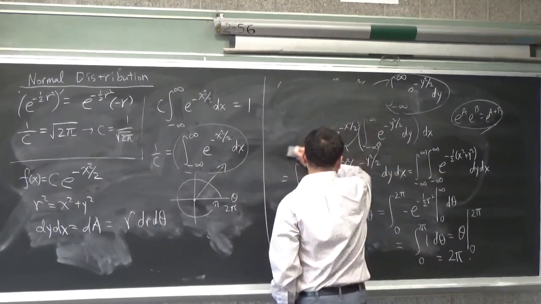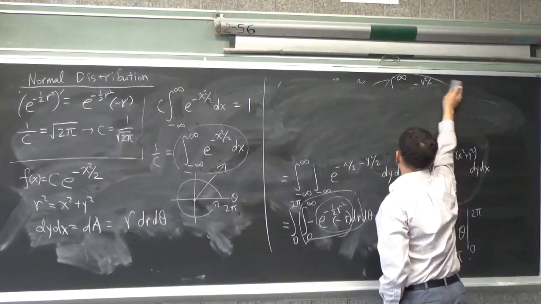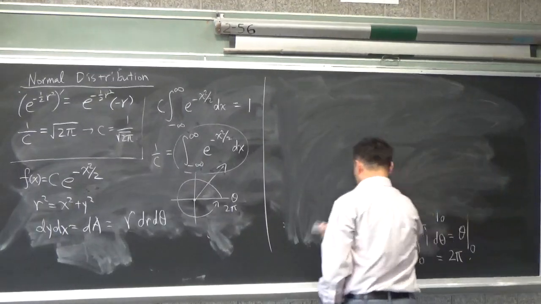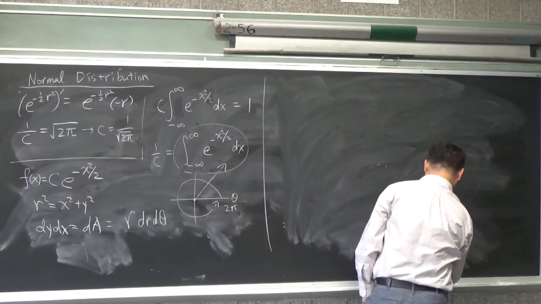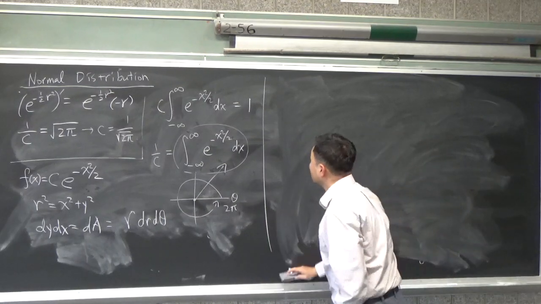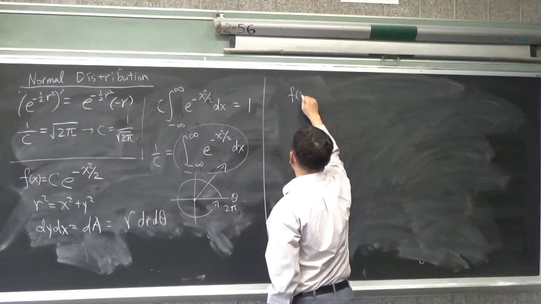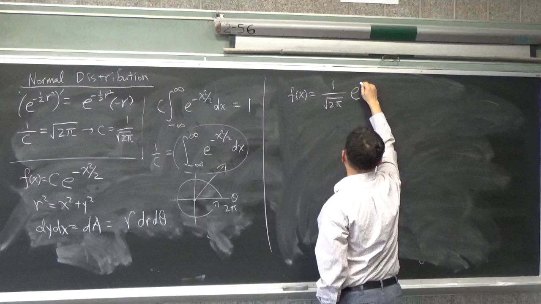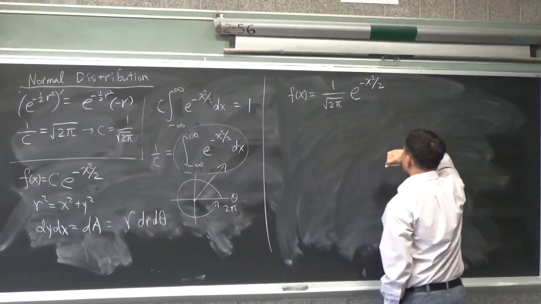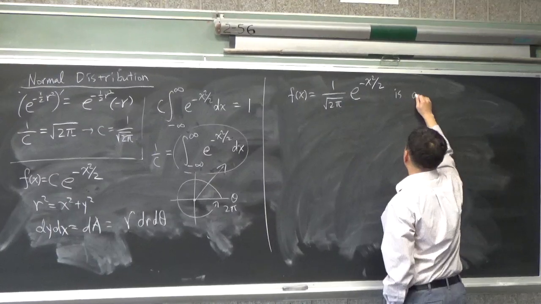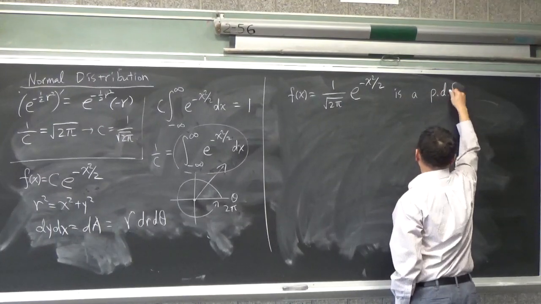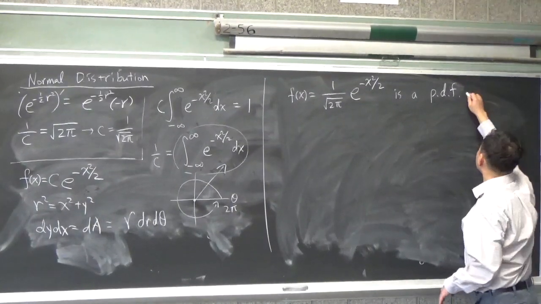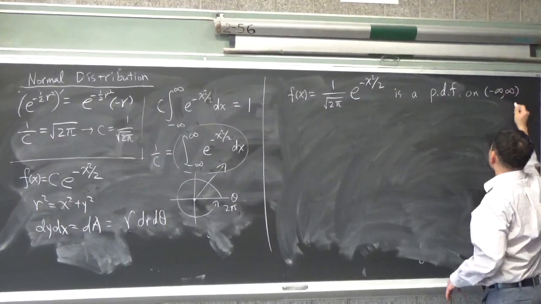So all this calculation showed you the following: that f of x equals 1 over square root of 2 pi e to the negative x squared over 2 is a probability density function. That's our conclusion. How do we know that? On negative infinity to infinity. How do I know that?